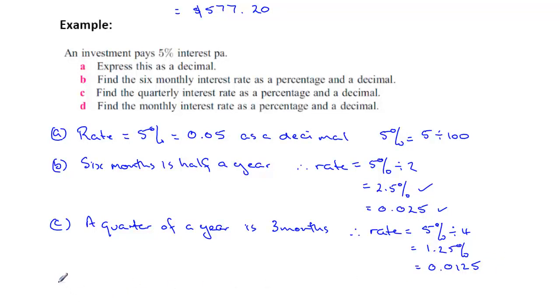And then our last question is find the monthly interest rate as a percentage and as a decimal. So there are 12 months in a year.